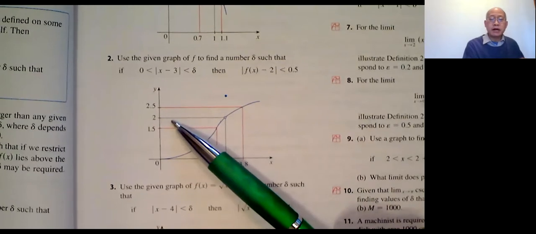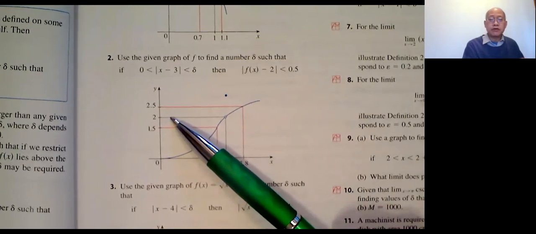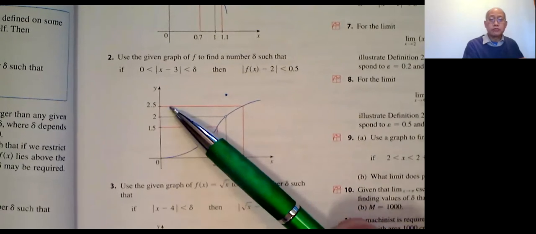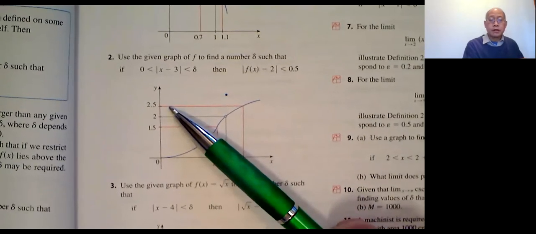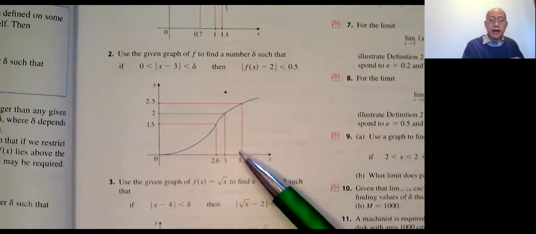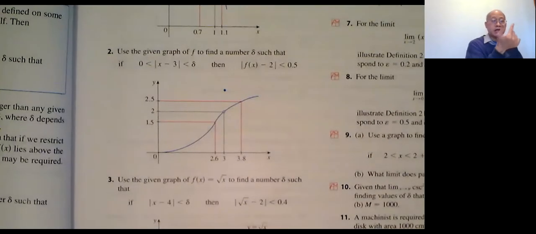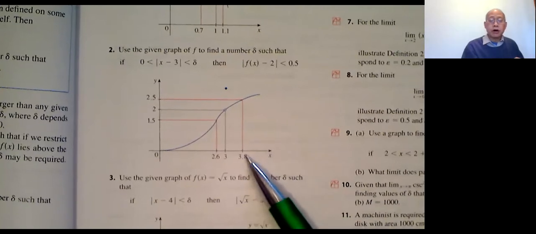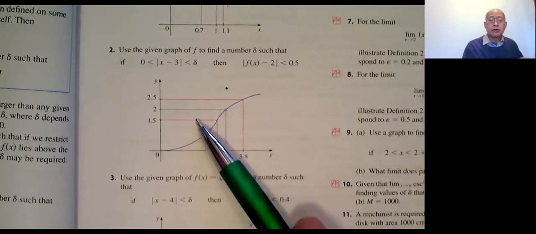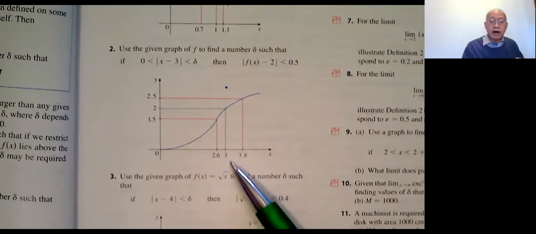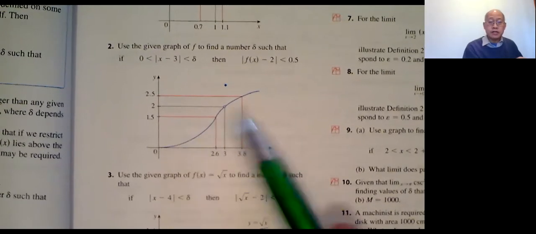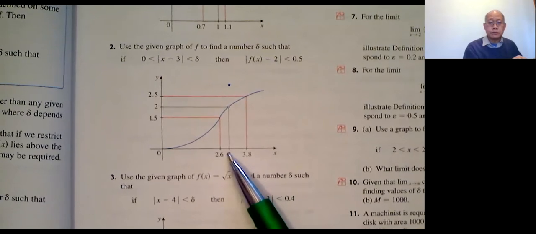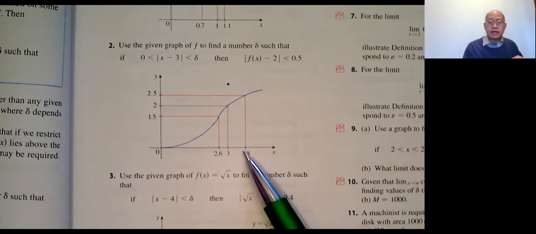Okay, so find me a delta if epsilon is 0.5. Okay, so what they did was they go 0.5 up, 0.5 down, 1.5, 2.5, right? Okay, so can I find a corresponding band here, a delta, which is a change in the x direction? Okay, can I find a corresponding change in the x direction so that all the function values are within 0.5 units of 2, except right at x equals 3? Okay, now you can see over here, we've got 2.6 here, which is 0.4. And from 3 to 3.8, that's 0.8.